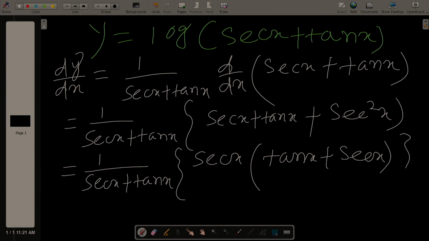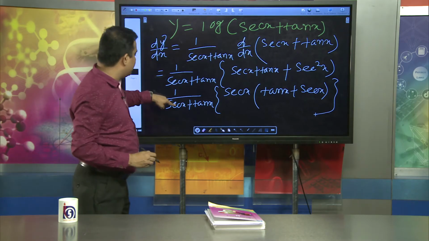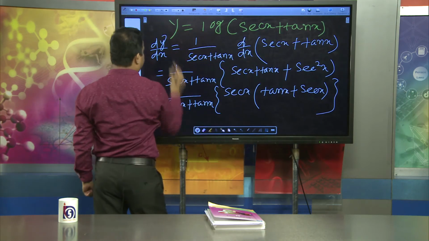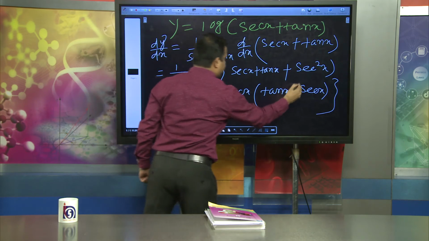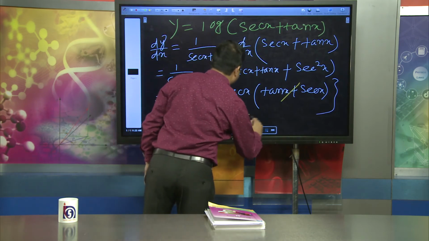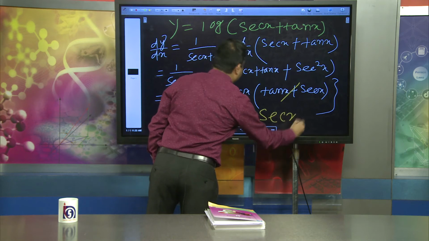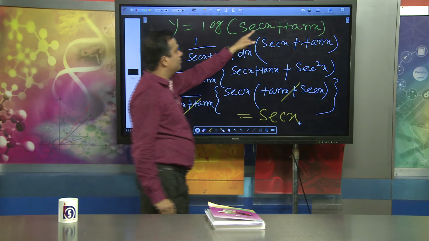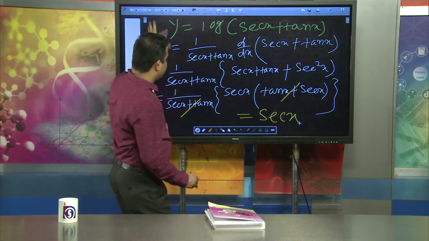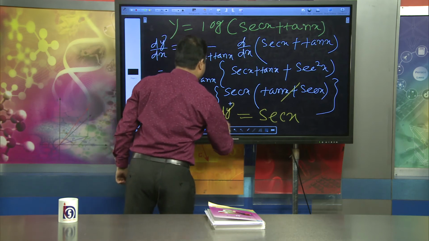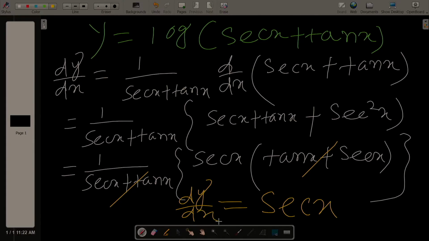Then what do you find? The denominator is sec x plus tan x, and the numerator is tan x plus sec x. So this part and this part will cancel. The result is simply sec x. So if y equals log of sec x plus tan x, then dy by dx equals sec x.